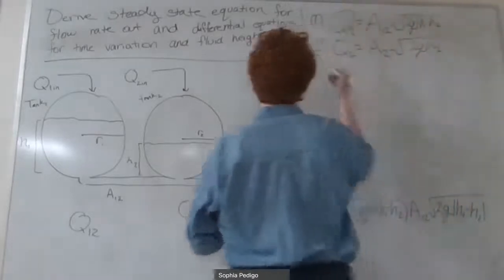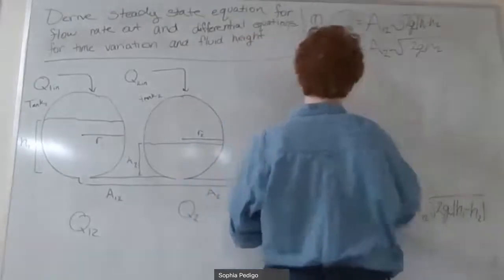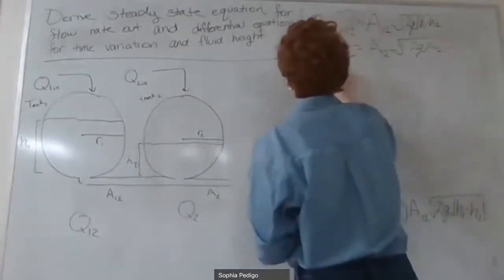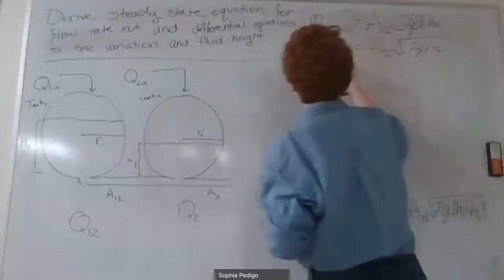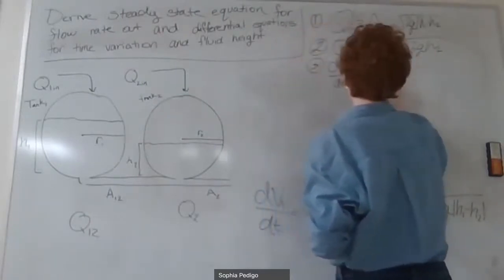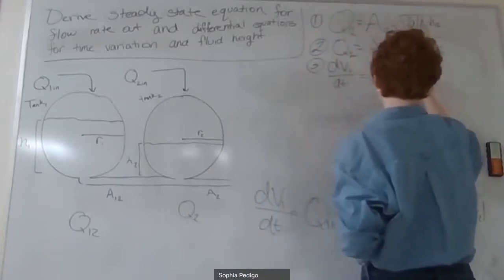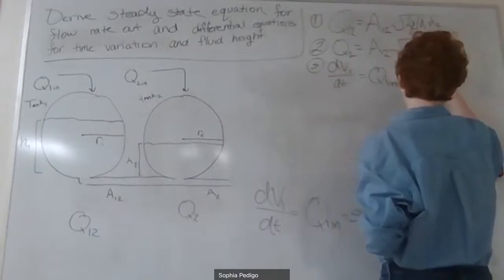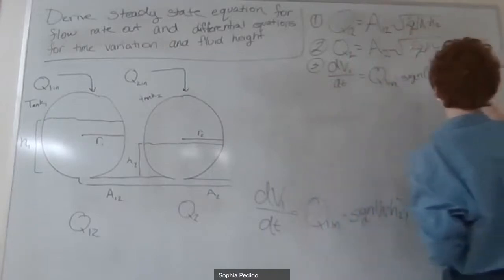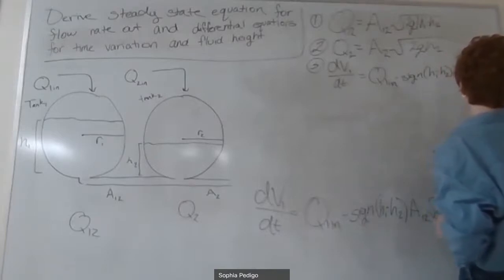I'm going to write this down as equation 3. Oh, I'm not working with flow rates anymore. This time we've got dV1 equals Q1N minus sign(H1 minus H2), running out of room here, A12 square root of 2g absolute value of H1 minus H2.